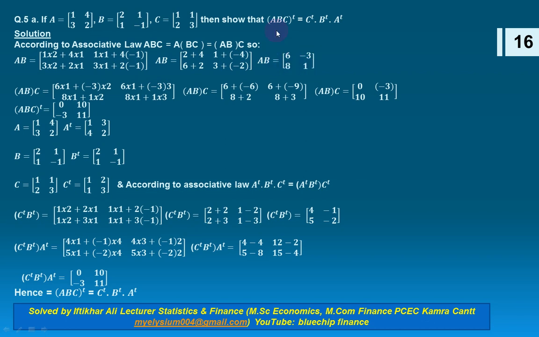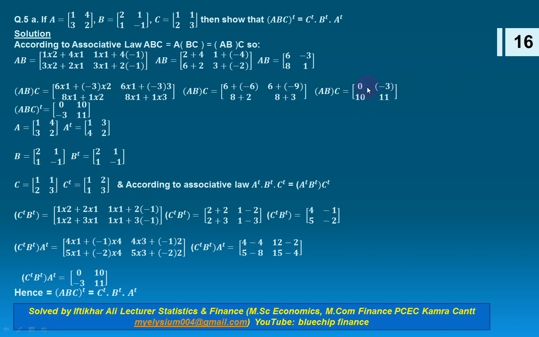Now we will multiply this AB by C, and the same method will be applied once again. So after calculation of AB multiplied by C, the result is 0, 10, minus 3 and 11. Sorry, 0, minus 3, 10 and 11. So that is ABC, or we can say A multiplied by B multiplied by C. After that, we want to transpose this. So just simply change the order of the matrix, rows into columns.